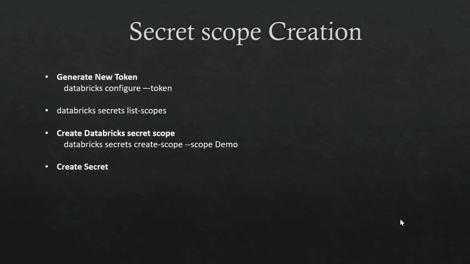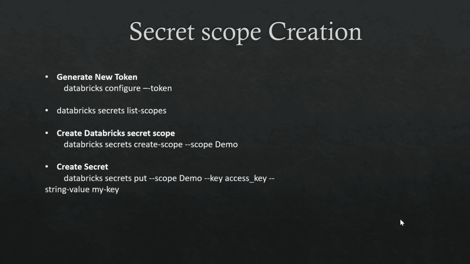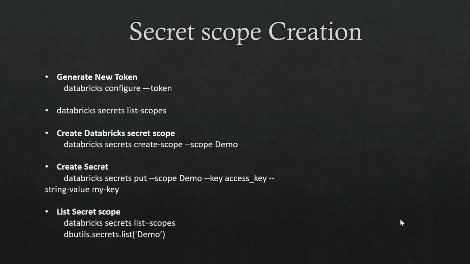Then you can create your secret inside your secret scope with the help of this command and provide your access key and the value inside that particular access key. Now you can list your secret scopes again with databricks secrets list-scopes. Then you can delete your secret scope as well with the help of this particular command.